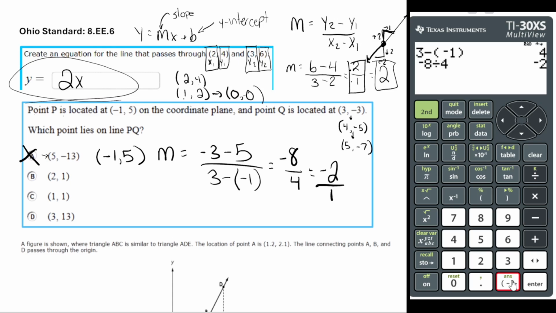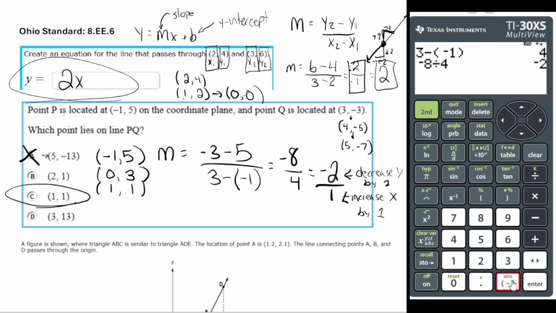So, again, every time we increase x by 1, we're going to decrease y by 2. So increase x by 1, negative 1 becomes 0. Decrease y by 2, 5 becomes 3. Keep going. Increase x by 1, that gives you positive 1. Decrease y by 2, that gives you positive 1. Hey, wow, look at that. We got there. 1, 1 is one of our choices, so we take it. It's C.